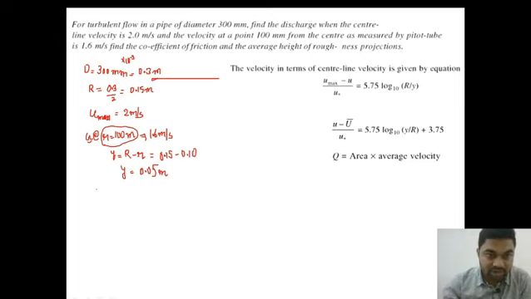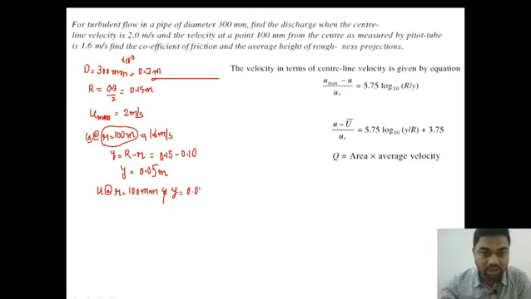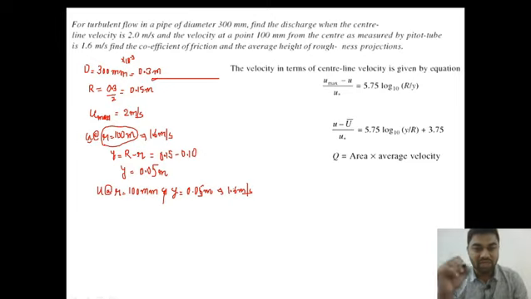So the velocity u at small r equal to 100 mm, and distance y equal to 0.05 meter, is 1.6 meter per second. This is the meaning of this value. Why are we calculating y? y is the distance from the pipe wall.